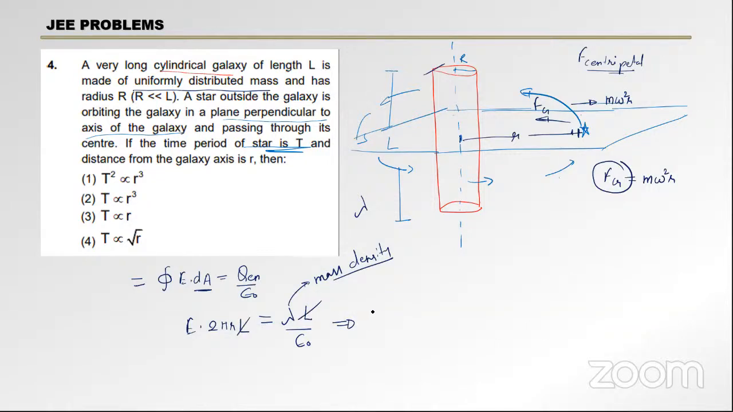L L cancel होता है. So electric field is equal to, or here we are trying to find gravitational field. We will convert it into gravitational field. For relation only we are using E. Lambda by 2 pi epsilon naught r.